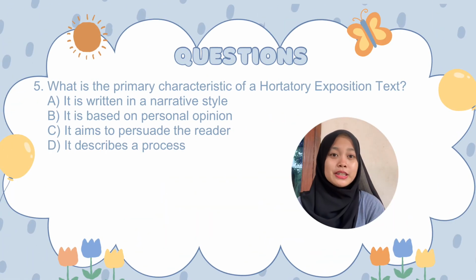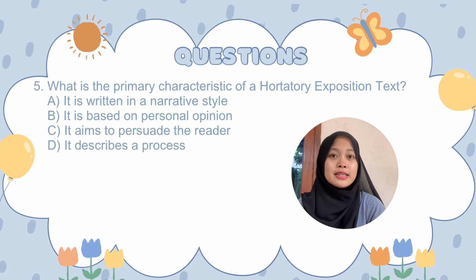And the last question, number 5. What is the primary characteristic of a hortatory exposition text? A. It is written in a narrative style. B. It is based on personal opinion. C. It aims to persuade the reader. And D. It describes a process.